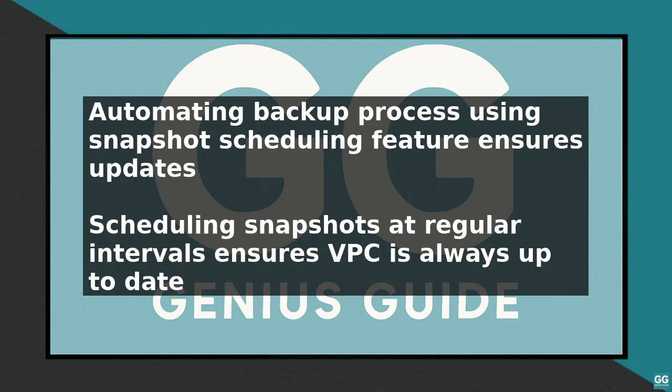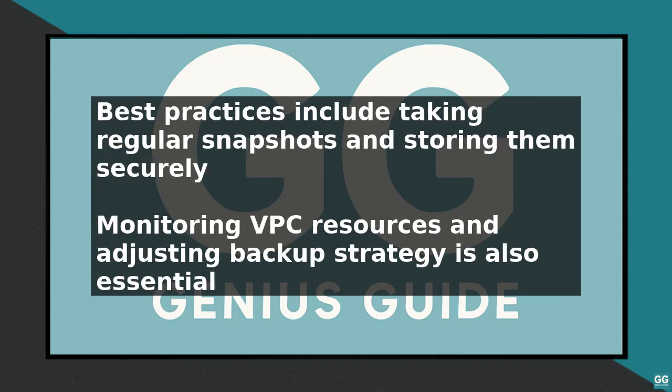Best practices for backing up a DigitalOcean VPC include taking regular snapshots, storing them in a secure location, and testing the restore process. It is also essential to monitor your VPC's resources and adjust your backup strategy accordingly. In addition to snapshots, you can also use third-party tools to back up your VPC. These tools provide additional features, such as automated backup and restore, and can be integrated with your existing backup infrastructure.